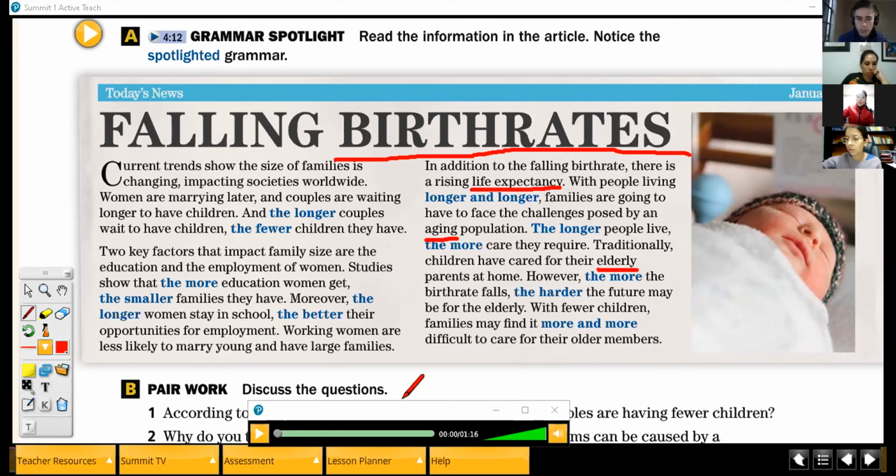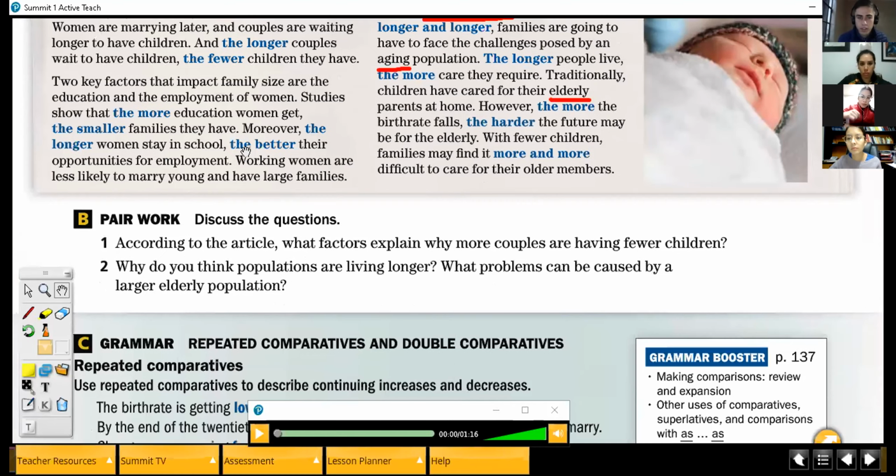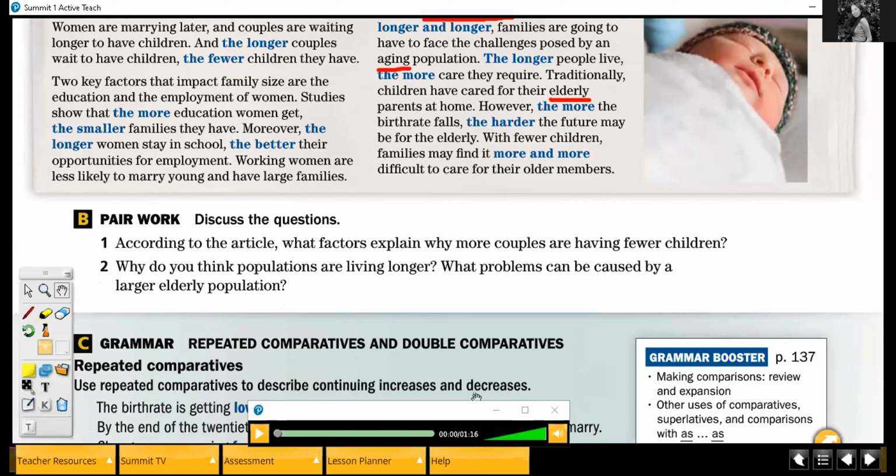Okay, can I have a volunteer read the questions from exercise B? Me, teacher. Okay, go ahead, Isabel. Discuss the questions. According to the article, what factors explain why more couples are having fewer children? Why do you think populations are living longer? What problems can be caused by a larger elderly population? All right, thank you very much, Isabel.